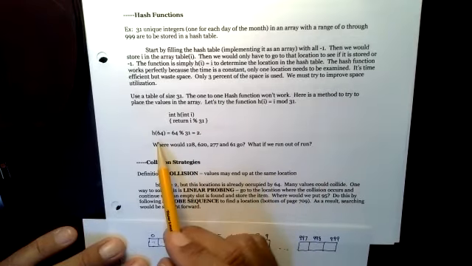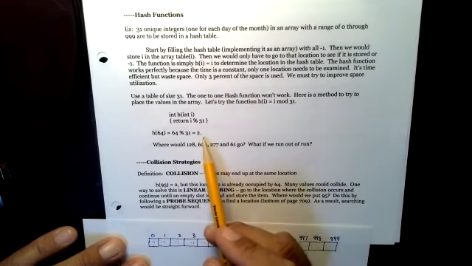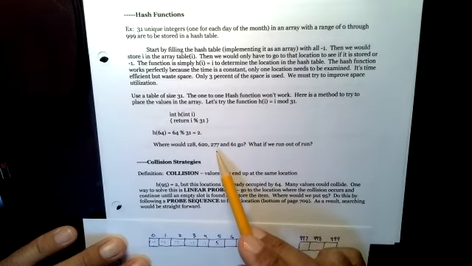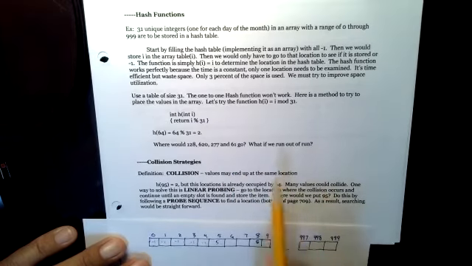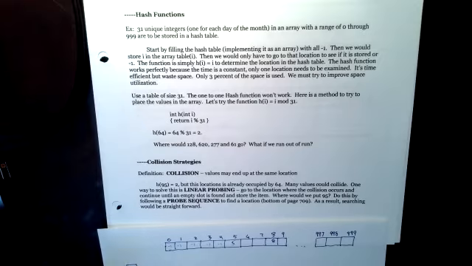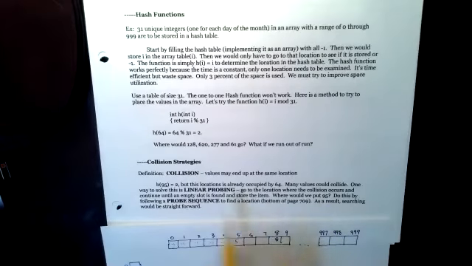For example, if I said 64, mod it with 31, I would put in the 2. Where would 128, 620 go? So we took care of that. And what if we run out of room? Well, again, that defeats the whole purpose because our purpose was to have faster searching in this. So what happens if I landed on a collision, where values may end up at the same location?